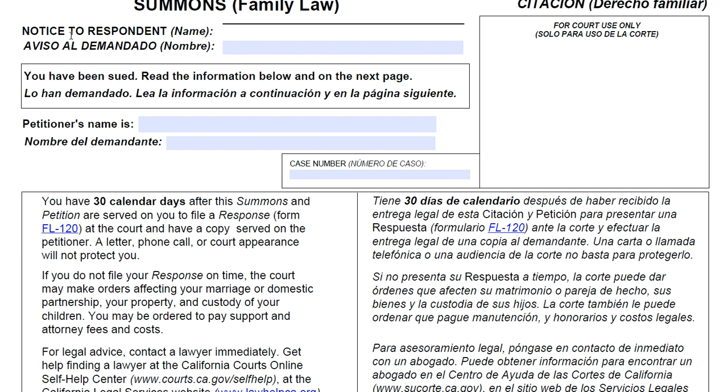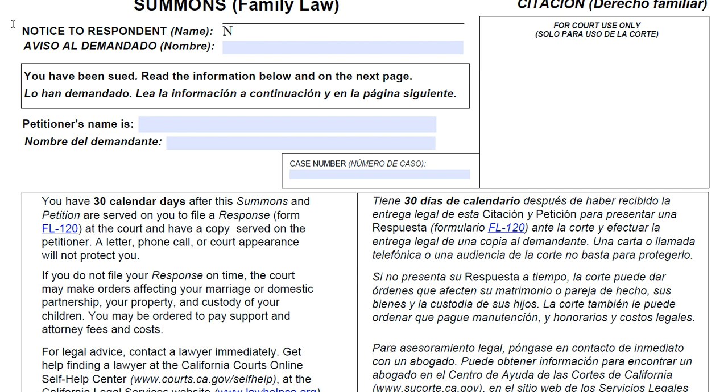The purpose of this form dates back to the old days where the court had to issue a summons to tell the person who was being sued that they were being sued. So that's where this form comes from. Now it is used to let your ex know that you are suing them for divorce or separation of marriage or domestic partnership. Either way, the respondent is your ex.